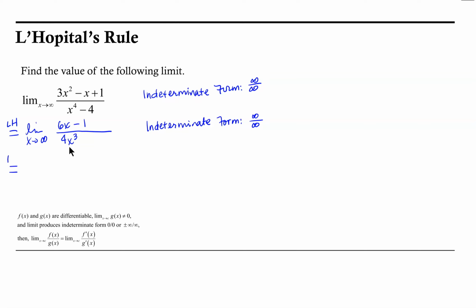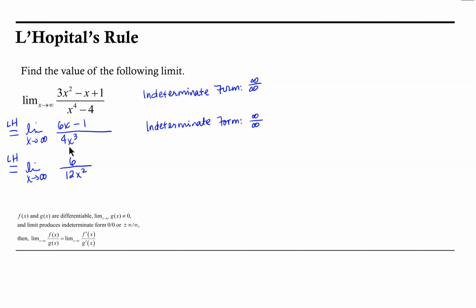So this equals, and we'll write LH to indicate what follows is the result of applying L'Hopital's rule, the limit as x approaches infinity. Now the derivative of my numerator is 6. The derivative of my denominator is 12x squared.